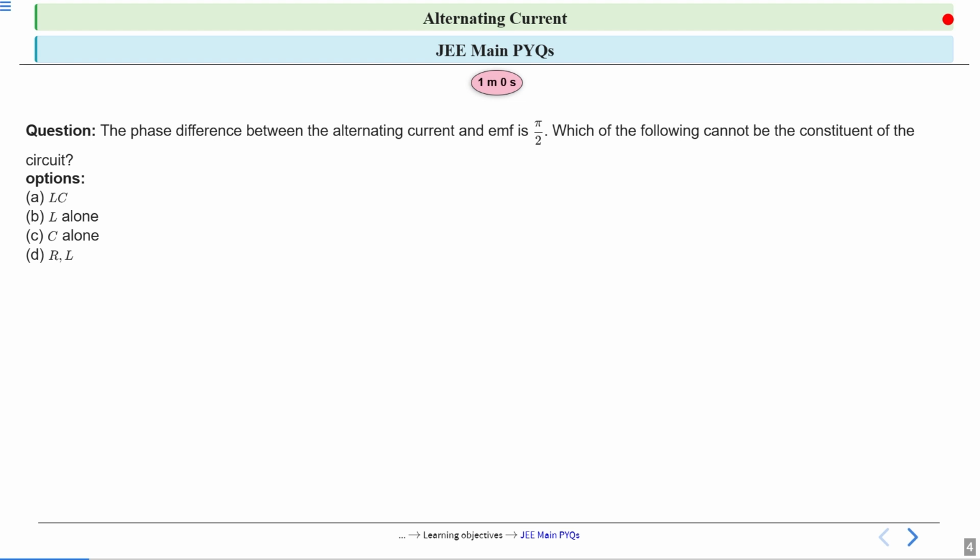Okay, so we know that if the circuit is only inductive or capacitive, purely capacitive or purely inductive, then the phase difference between current and EMF is pi by 2. Okay, for any other combination, can the phase difference be pi by 2? Okay, so you have to determine the correct option. So I will give you some time to think about it.